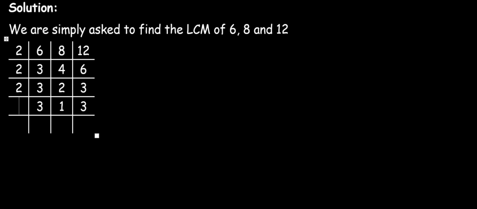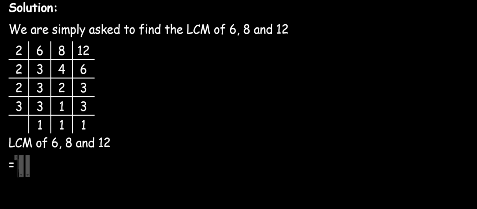Next, we can apply 3 to divide. 3 divide 3, 1. 3 divide 1, you bring the 1 down. 3 divide 3, 1. Bring the 1 down. LCM of 6, 8, and 12 is equal to 2 times 2 times 2 times 3, which is equal to 24.